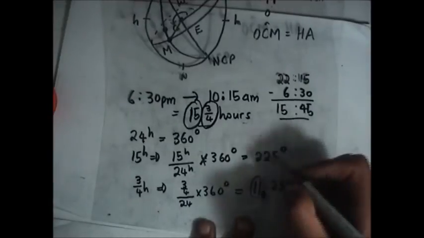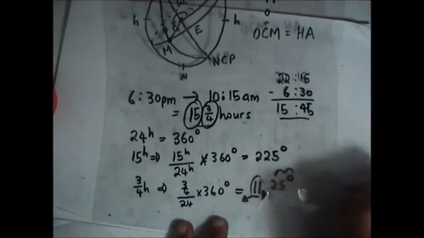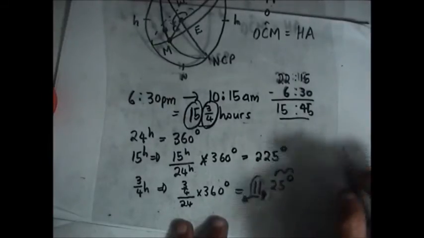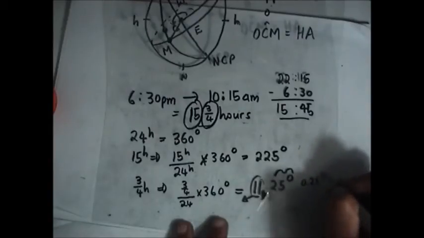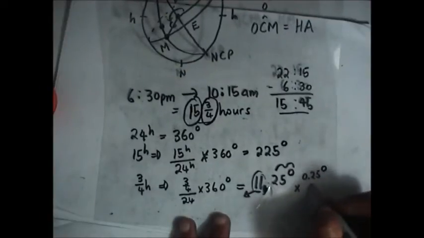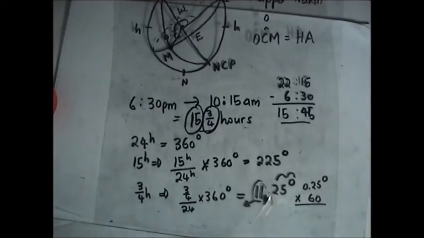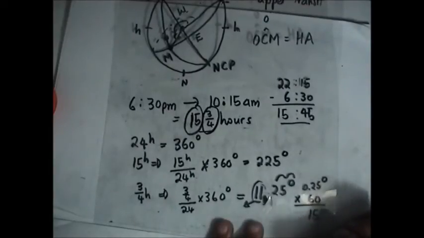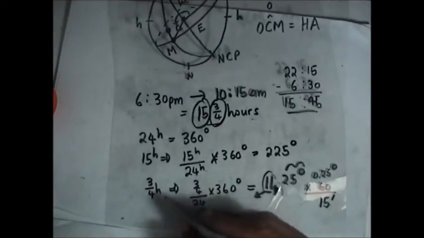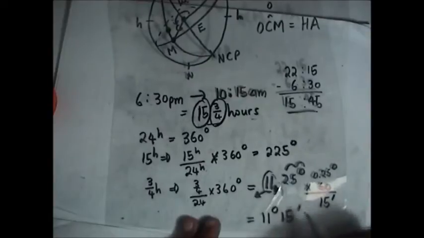So I can now say, all right, I have my full degrees. Let me put them on the side. Let me convert these decimal degrees to minutes. So it's 0.25 of a full degree. We know that a full degree has 60 minutes in it. So here we multiply by 60 to get the total arc minutes of 0.25. The arc minutes of 0.25 will get 15 arc minutes. So basically, this 3/4 of an hour is equal to 11 full degrees and 15 arc minutes.